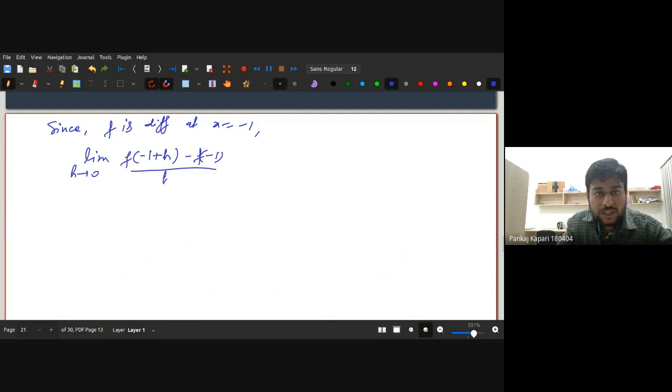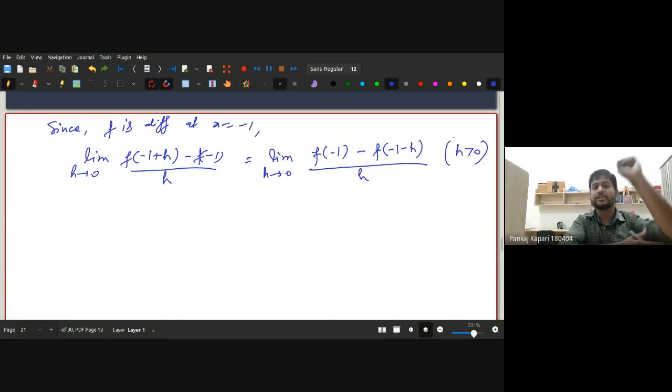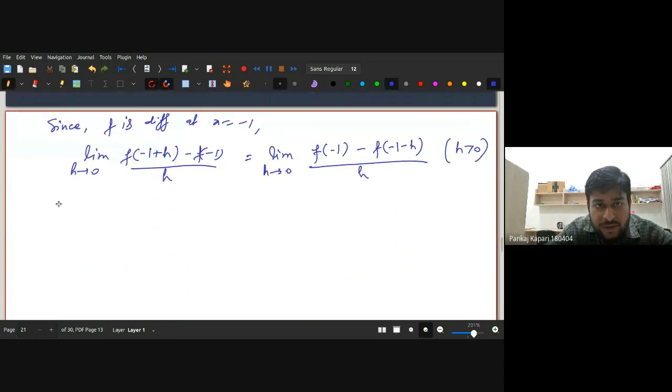Okay. So this is just the right hand limit, and this must be equal to the left hand limit. So here this time I'll write the left hand limit in this way: f of minus 1 minus f of minus 1 minus h, divided by h. Here I'm taking h to be positive even in the left hand side limit. So these two must be equal, and therefore we'll just apply this definition.